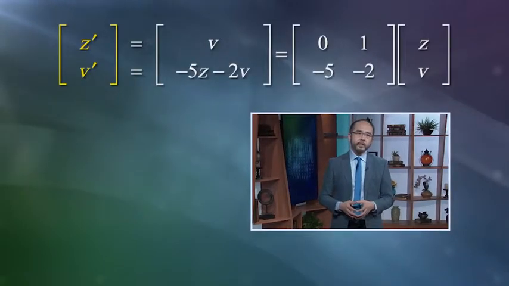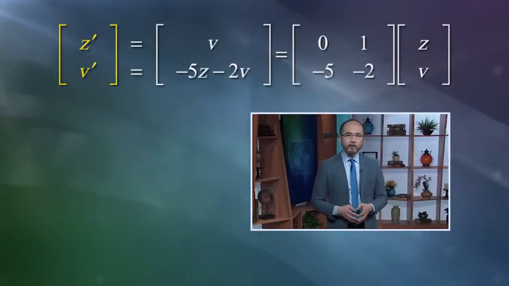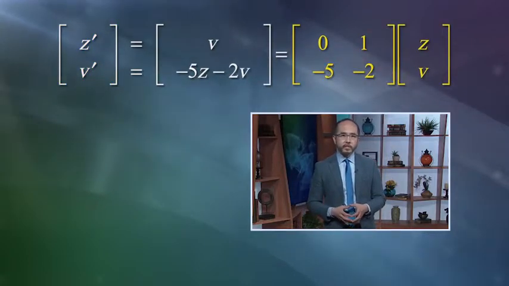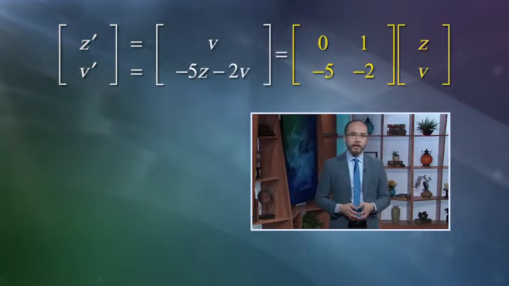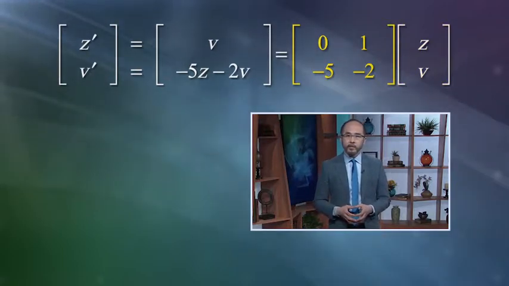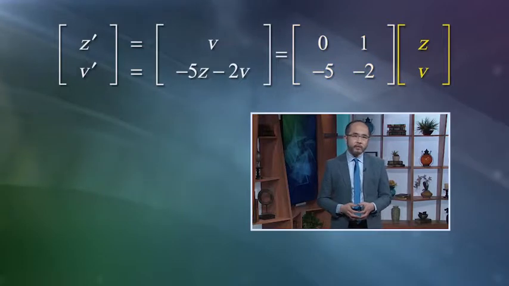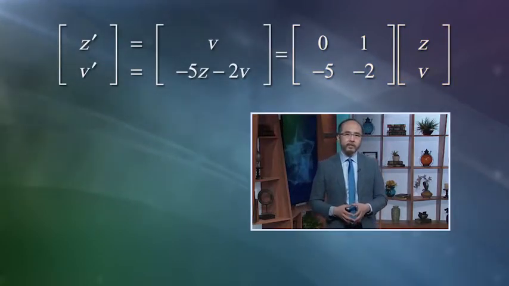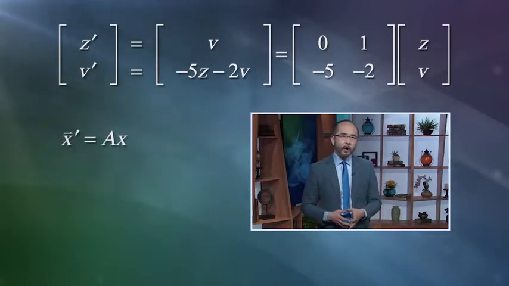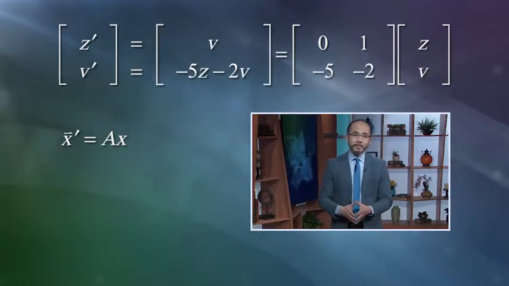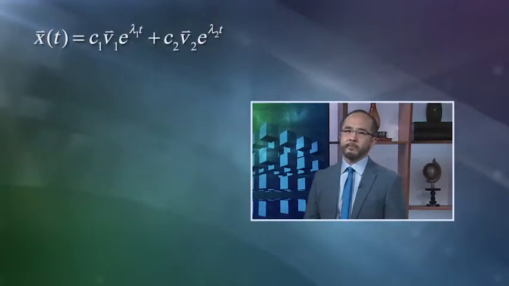In fact, as you can see, the vector (z prime, v prime) equals a matrix A times the vector (z, v). The matrix A has entries 0, 1, minus 5, minus 2. Then if we let x be the vector (z, v), then just like before, we have an equation: x prime equals A times x. So we should be able to solve it, right?